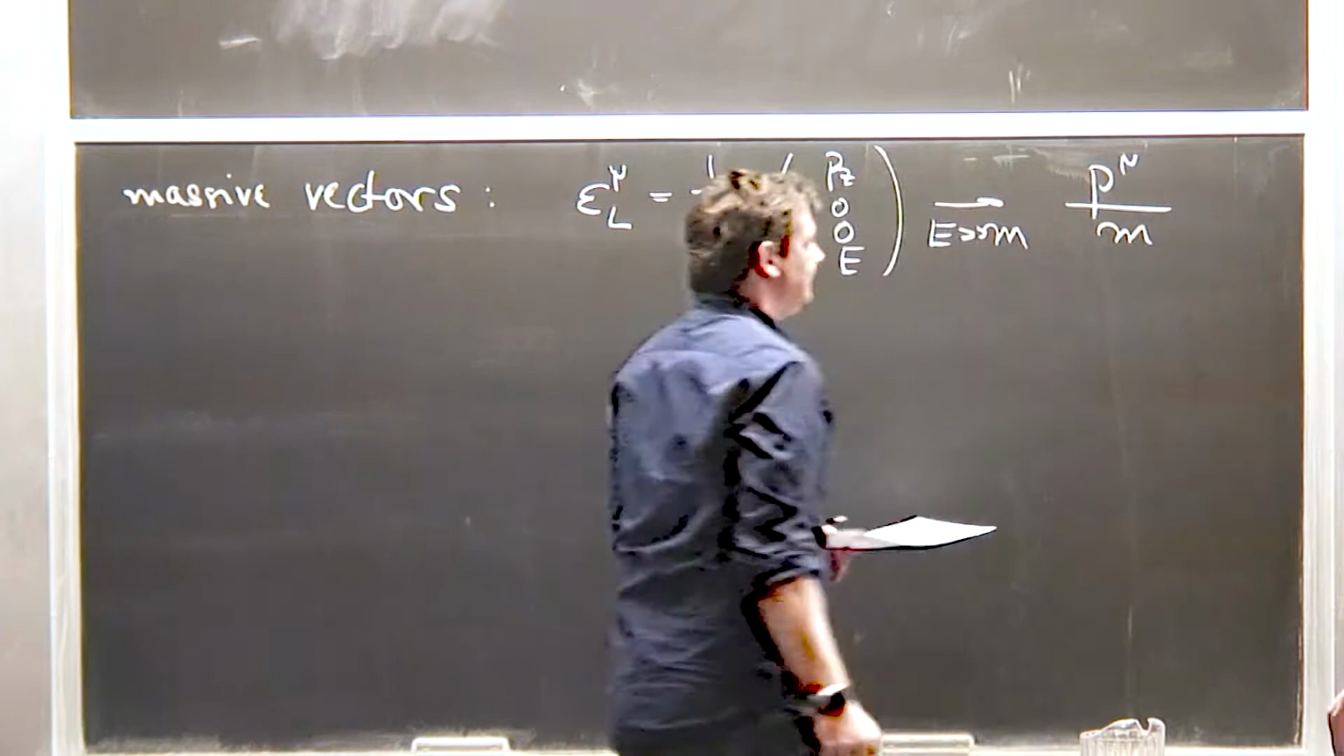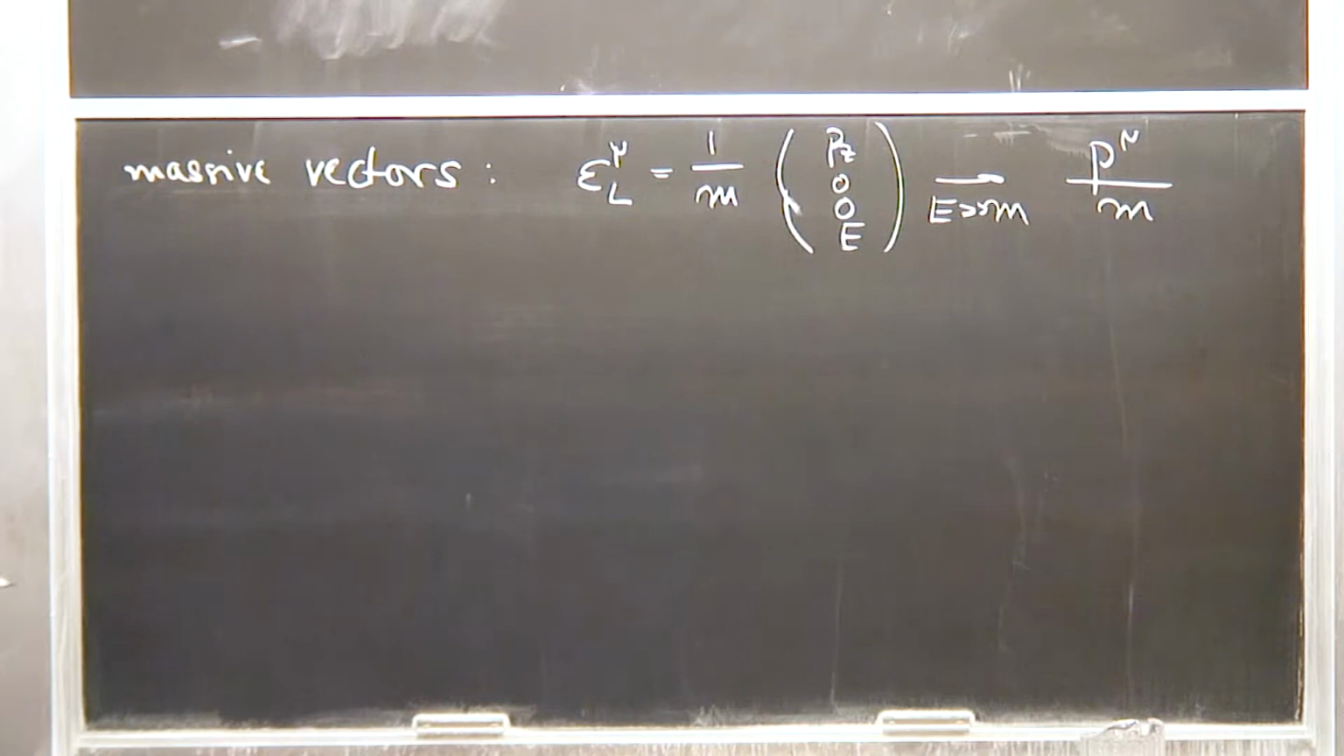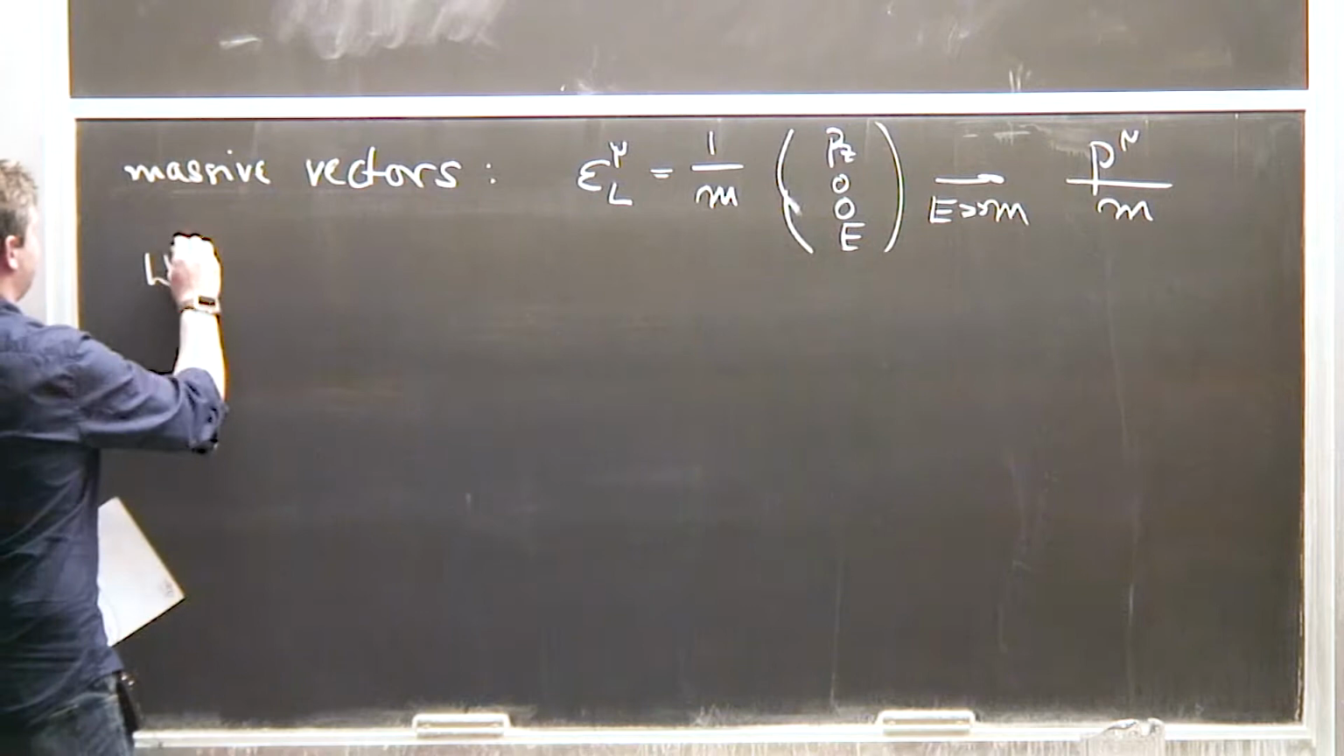All right? So, and that is potentially dangerous, okay? Because when you think about quartic gauge vertices, you have, for instance, WW scattering.